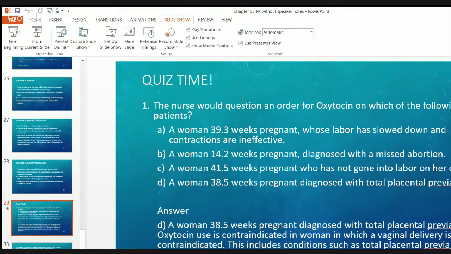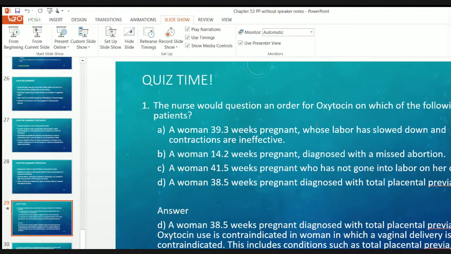That's appropriate to use oxytocin. For the woman who's 14.2 weeks, who had a missed abortion, that's appropriate. It can help with the evacuation of the rest of the products of conception. When we look at the woman who's 41.5 weeks, I mean, ladies, let's help get this woman out of her misery. That would be an appropriate indication.